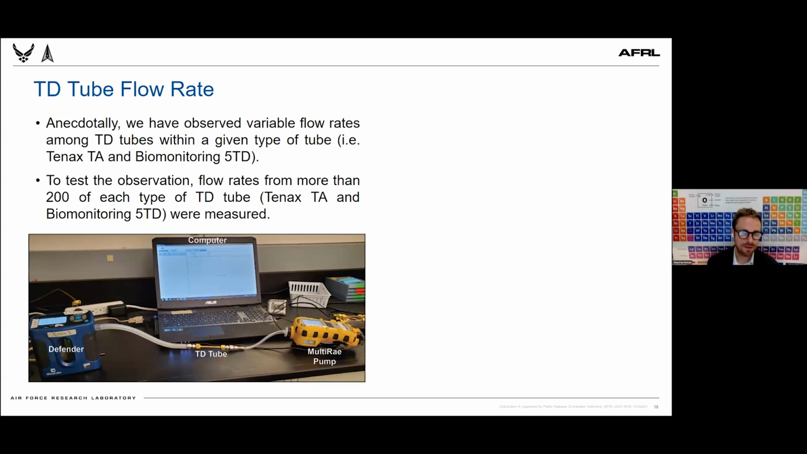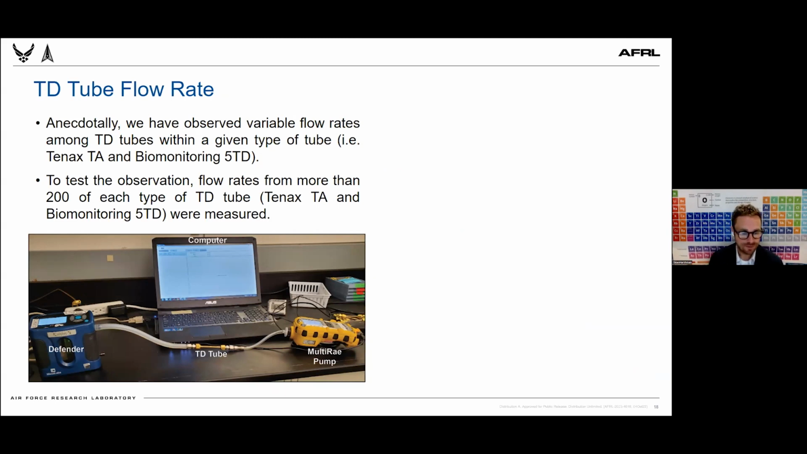And so going forward, I'm going to talk about some of the TD2 flow rate data we acquired and some exhaled breath that's related to that. So again, anecdotally, just by calibrating, we used Defender, which is our flow rate monitor. We use a representative tube, and then our multi-rate pump is how we transfer volatiles from our bags. So we use a representative tube to calibrate for flow rate when we transfer from a bag.